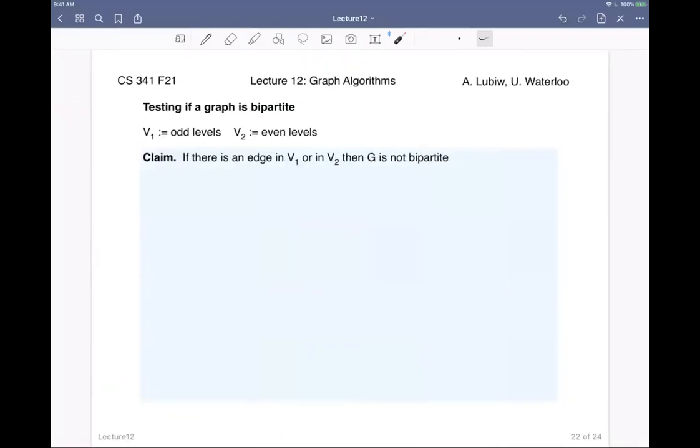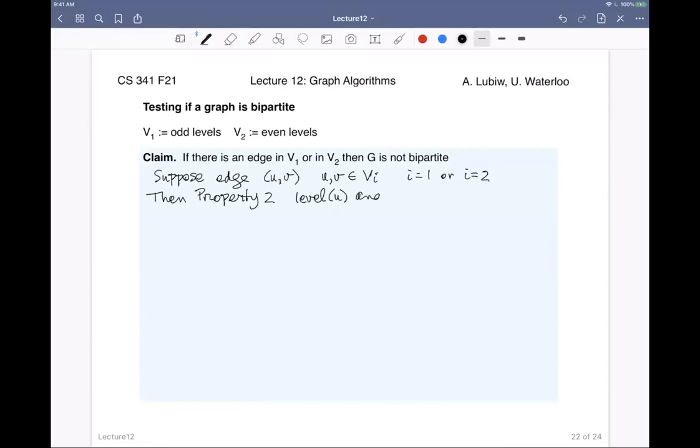So let's have a look at that. So the claim here is that if there is an edge that lies entirely inside V1, V1 is the odd levels, or entirely inside V2, which is the even levels, then the graph is not bipartite. So suppose there is an edge UV that lies entirely inside one of these parts, so i equals 1 or i equals 2. But both vertices lie in the same vertex set. Okay, then we're going to again use that property 2 of the breadth first search, which said that if we have an edge, then the level of the two vertices involved differ by 0 or 1.